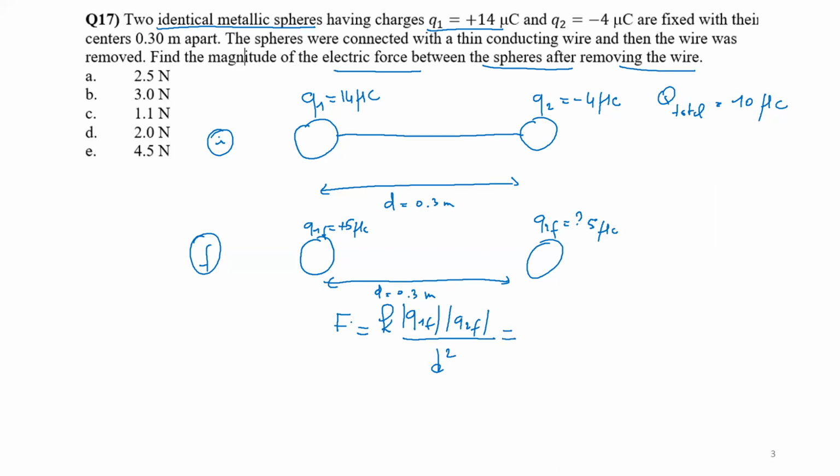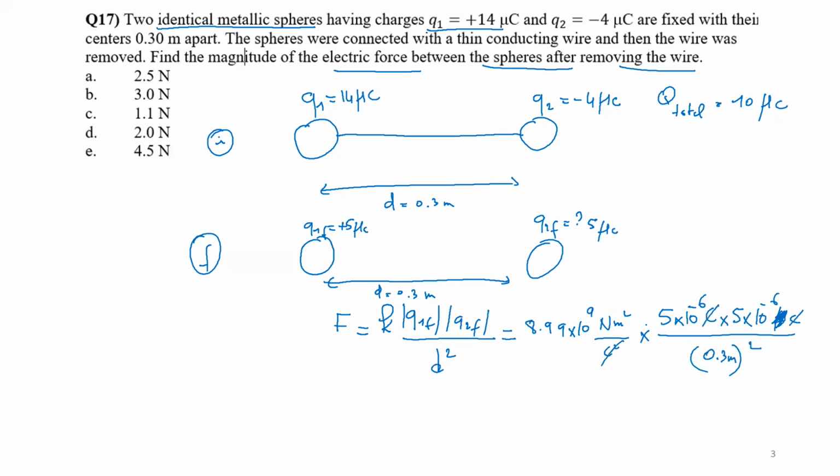That means that, of course, if I want to calculate the electrostatic force in magnitude, I have to put k, which is 8.99, 10 to the power 9. The unit is newton meter squared divided by coulomb squared, multiplied by Q1 final, which is 5 microcoulomb, which is 5, 10 to the power minus 6 coulomb. Don't forget this. Multiply by 5, 10 to the power minus 6 coulomb for the other one. Divided by the distance squared, which is 0.3 meters squared. Okay, coulomb goes away, meter squared goes away, and I get my number, which is just 2.5 newton. So the electrostatic force between these two equally charged identical spheres is just 2.5 newton.